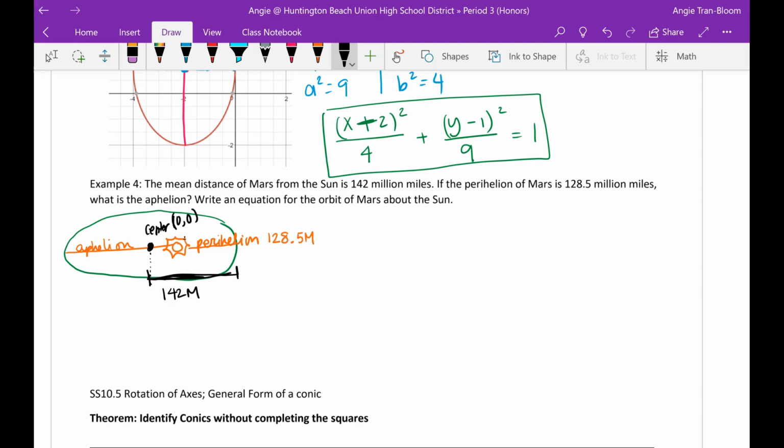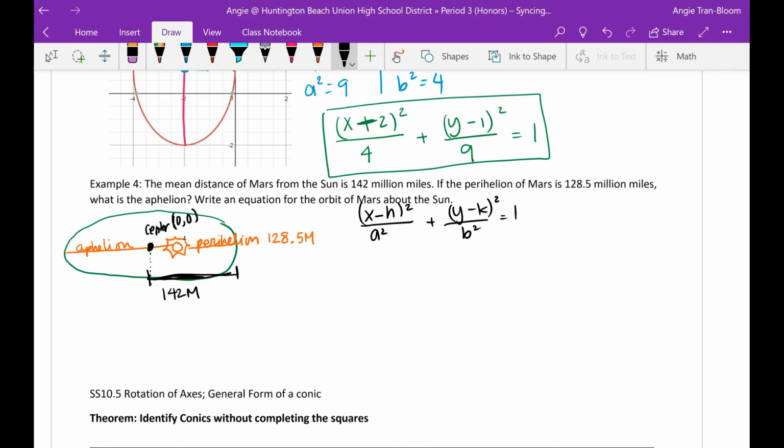This one, the major axis, is horizontal. That means it's along the x-axis. So I'm going to start with the standard form: x minus h squared over a squared, because it's horizontal and the larger value goes here, plus y minus k squared over b squared equals 1. All I need is to find what a squared and b squared are, since I already know the center. The first term is just going to be x squared because h is 0.